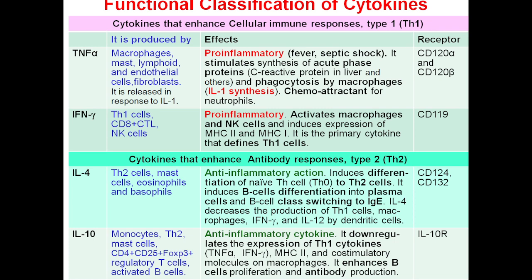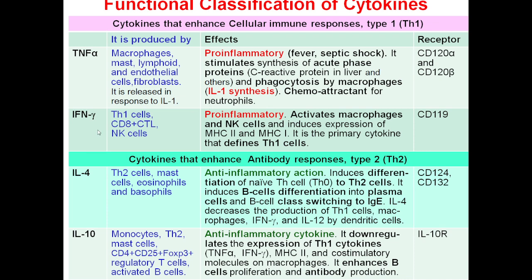Tumor necrosis factor alpha stimulates synthesis of acute phase proteins in the liver, for example, C-reactive protein, that inhibits spread of the bacteria from the affected zone to other zones of the human organism. Tumor necrosis factor stimulates phagocytotic reactions and synthesis of interleukin 1 by macrophages. And this is a chemoattractant for neutrophils.